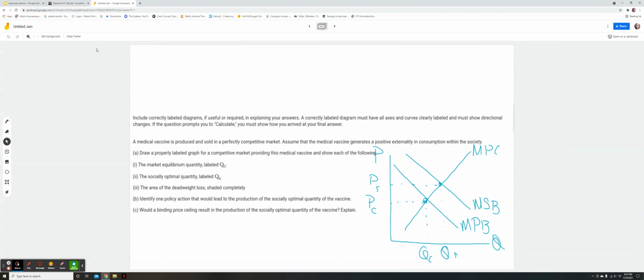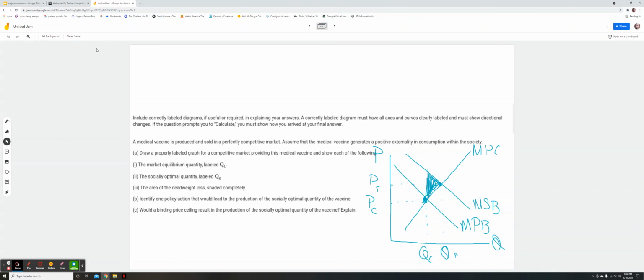Now, the area of deadweight loss. The way that I like to remember to get that is I start where I am in the free market. I move to where I want to be and then finish the triangle. That's the easiest way for me to do it and remember how it works. So I start where the free market is. I go to where I want to go, which is right there. And then I finish the triangle. So there is finishing the triangle. There's my deadweight loss. Okay.